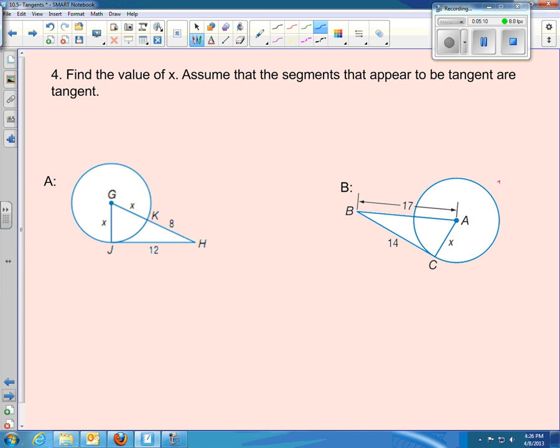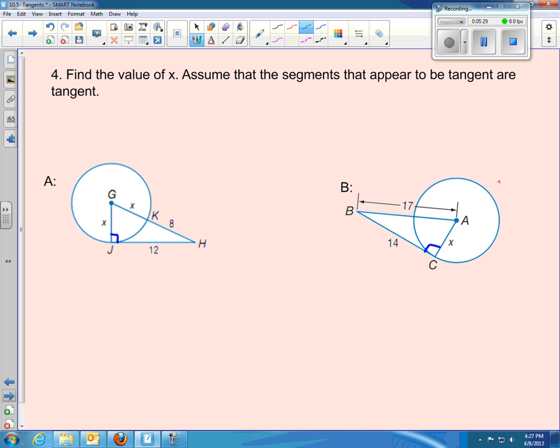All right, now we're going to go a different way on the back side of the notes. Here it says find the value of x. Assume that the segments that appear to be tangent are tangent. So what that's saying is that they look tangent, and so therefore this is a right angle here.